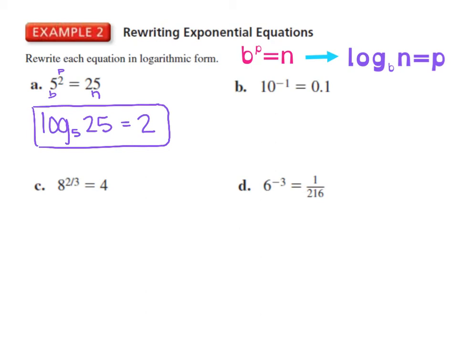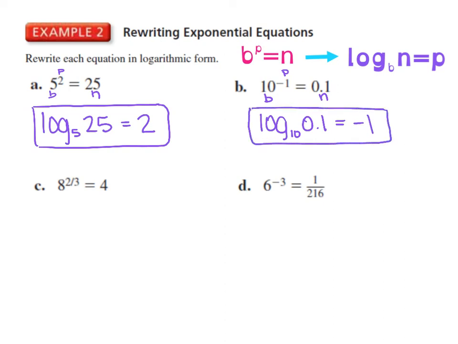Or in letter B, I have a base and a power, and I have it equal to a number. So as a logarithm, it would be log base 10 of 0.1 is -1. In letter C, my base is 8, my power is 2/3, and my number is 4. So log base 8 of 4, the number, is the exponent, or is 2/3.